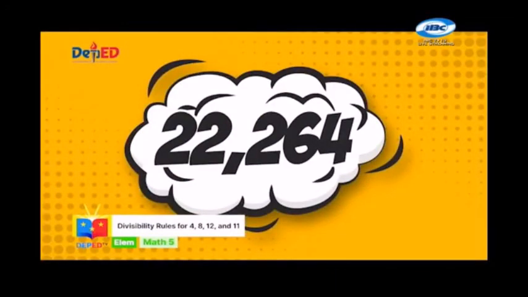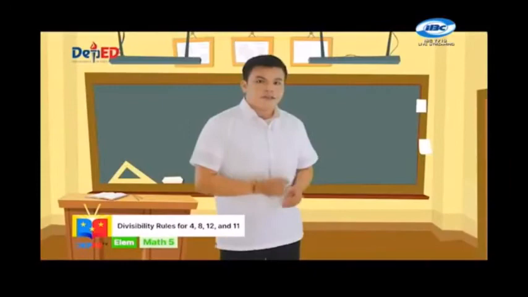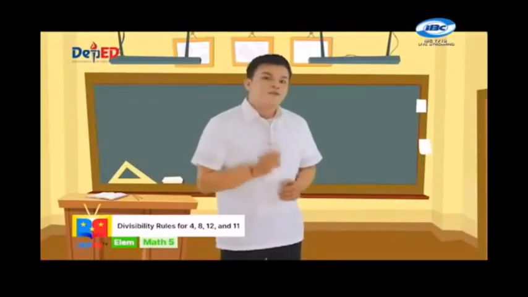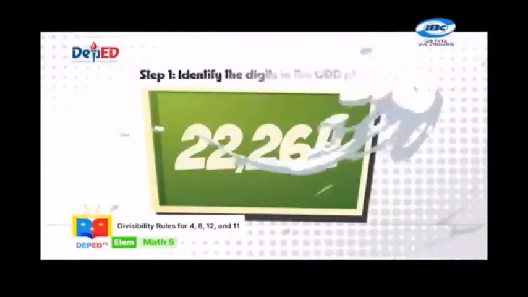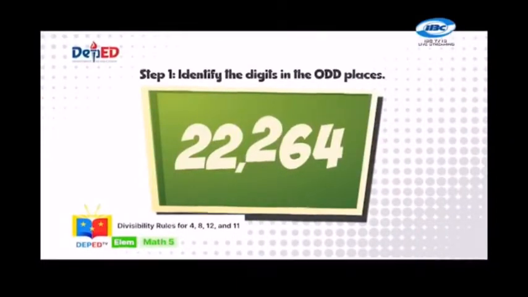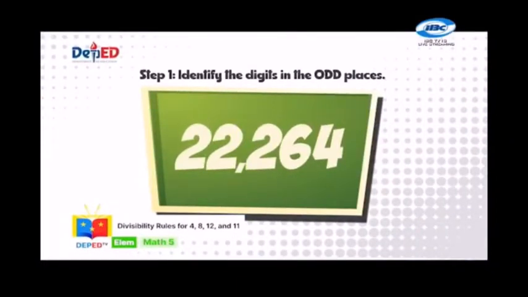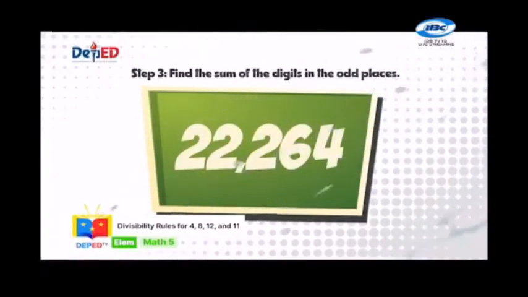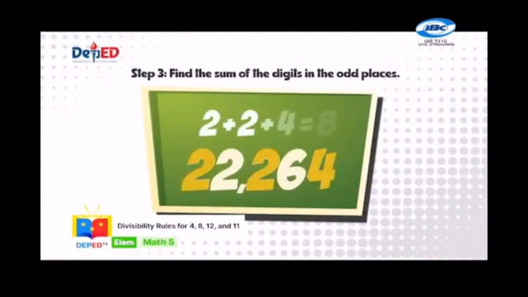22,264. Is 22,264 divisible by 11? First, let's separate the digits in odd places. These are 4, 2, and 2. Second, let's identify the numbers in the even places. 6 and 2.